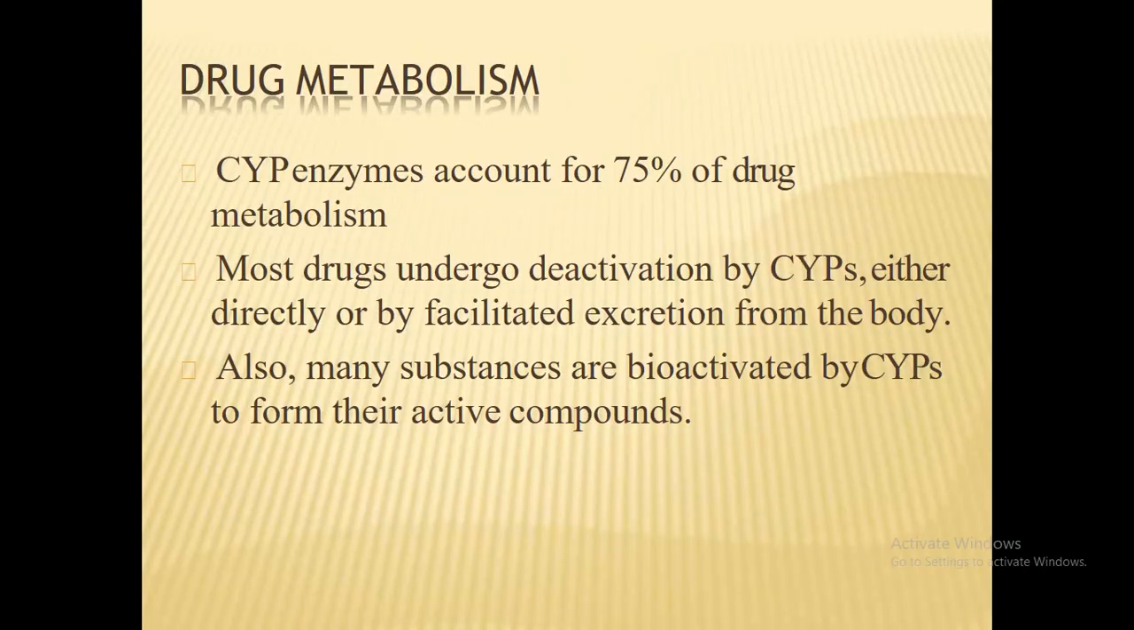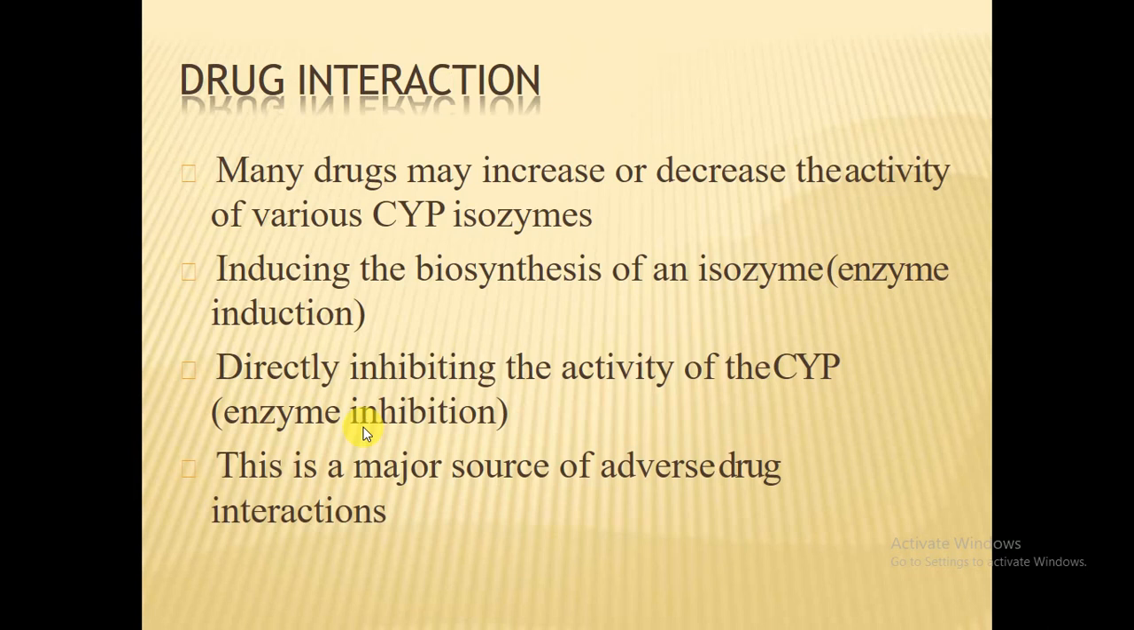Now, how does drug metabolism take place through cytochrome? The cytochrome P450 system enzymes account for 75% of drug metabolism. It means that 75% of drug metabolism takes place through this pathway. Most drugs undergo deactivation by cytochrome, either directly or by facilitated excretion from the body. Also, many substances are bioactivated by cytochrome P450 to form their active compounds.